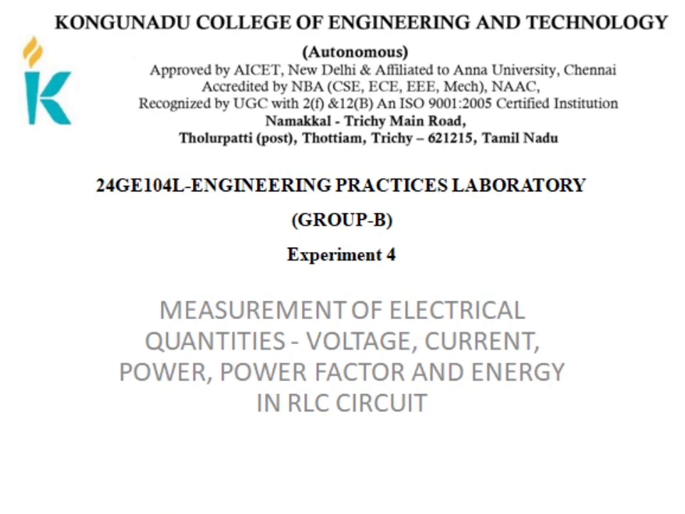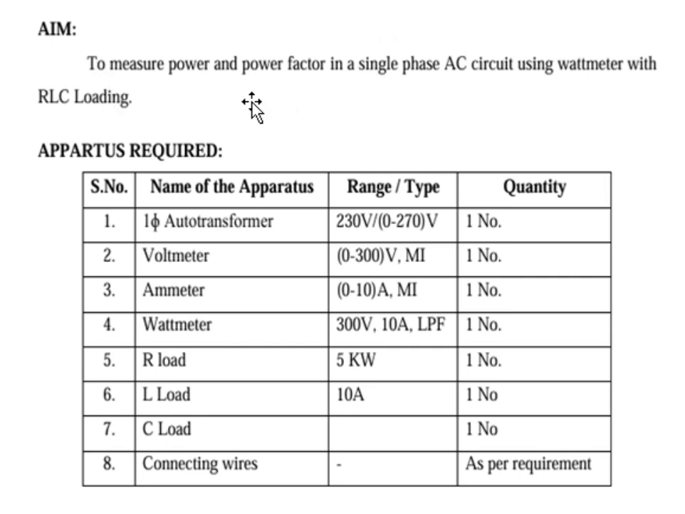The aim is to measure power and power factor in a single phase AC circuit using a wattmeter with RLC loading. We are using RLC loading and some meters, a voltmeter and a wattmeter, and then we are using some formulas to calculate the power and power factor values in this experiment.